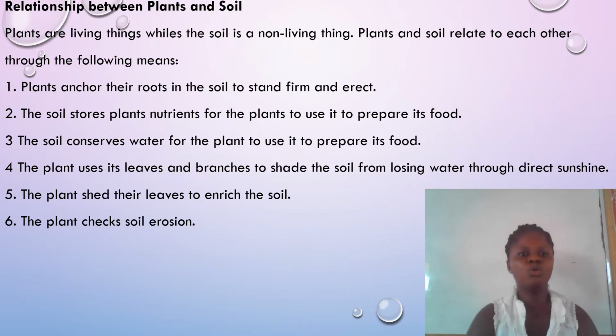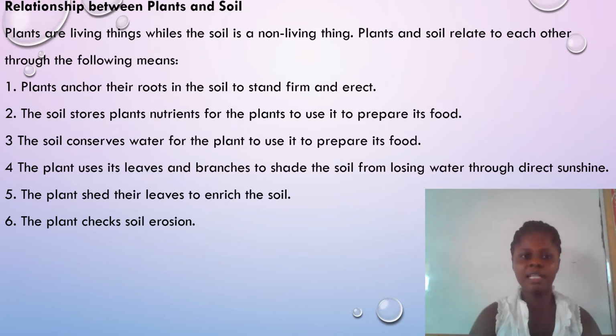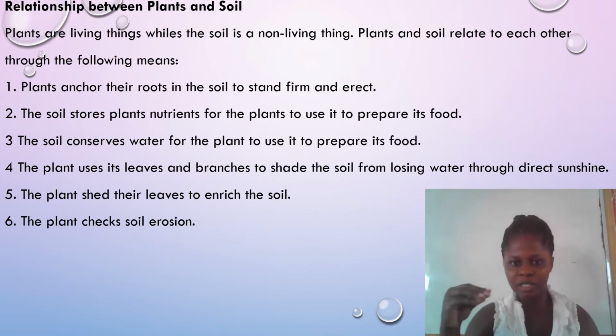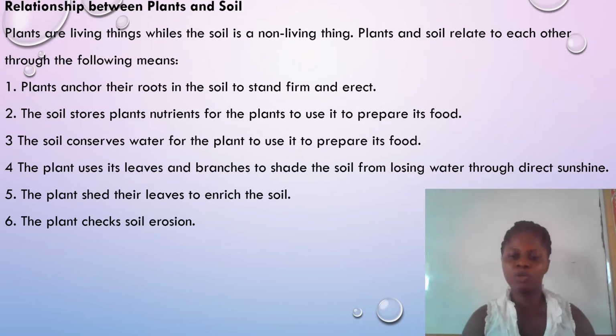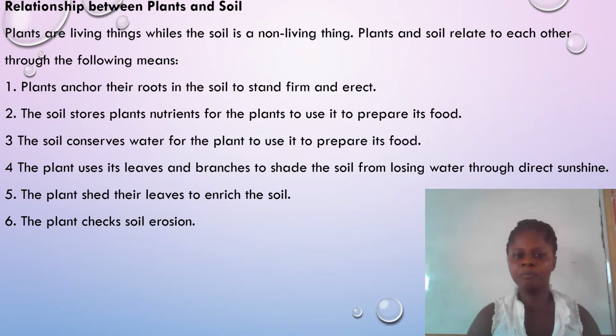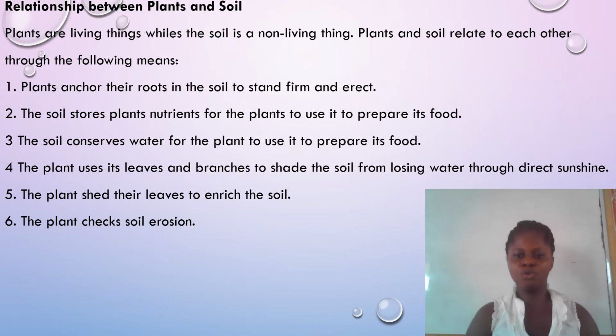Now, what is the relationship between the plant and the soil? Plants are living things while the soil is a non-living thing. The plant and soil relate to each other through the following means. Plants anchor their roots in the soil to stand firm and erect. So the soil is a non-living thing, yes. The plant is a living thing, yes. But if not for the soil, where would the plant grow? In the soil, it's the soil that helps the plant to grow. Okay, the soil also stores plant nutrients for the plant to use to prepare their own food.